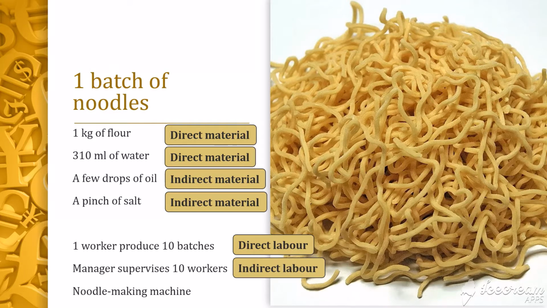Lastly, we noted that a noodle making machine is used in the production process. The noodle making machine will incur some costs like utilities, depreciation, and maintenance. These costs are regarded as an indirect cost. It is not feasible to trace how much power is consumed just to make one batch, so these costs will be allocated to the batches produced instead.